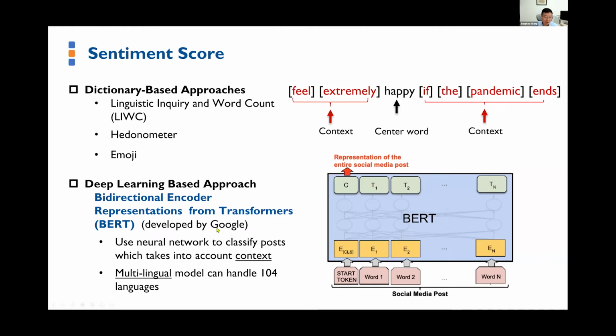Here, I just introduce one algorithm with the name of BERT, which was developed by Google. Why do I use this? Because it's a multilingual model, so it can process over 100 world languages. So when we study global phenomena, it's very useful. But most of the other methods, for example the dictionary-based ones, are mostly English-based, so it's hard to study world languages.